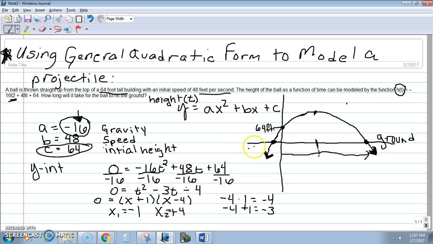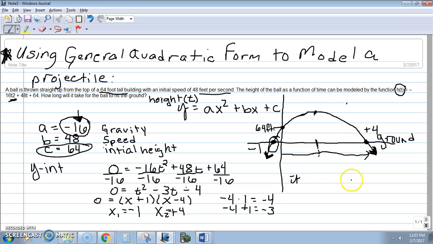That's going to be -1, because that's one of my roots. And I know over here this is going to be +4. -1 seconds, that doesn't mean anything. So actually in this real world situation, this has no meaning. So by default, I know that the correct answer, even though there's two answers to this equation, is going to be +4.